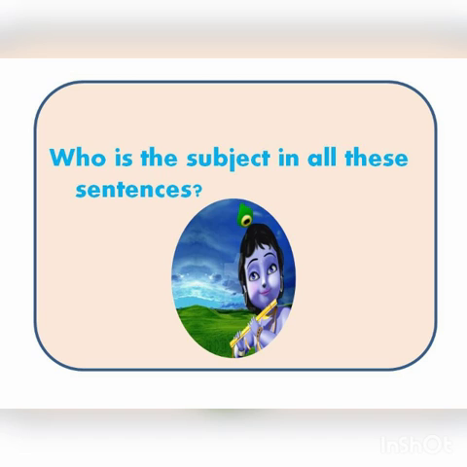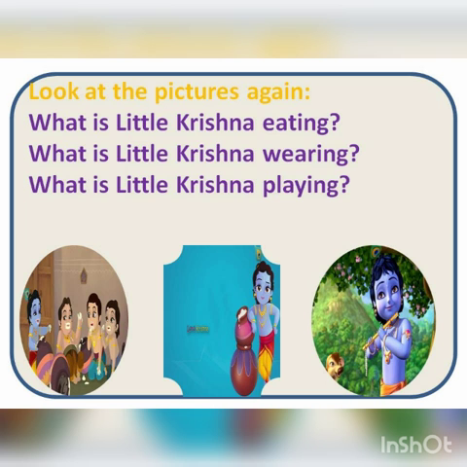So what did you see in all these sentences? Who is the subject in these sentences? Yes, of course, it is Little Krishna. So now you know the doer is Little Krishna. Now look at the pictures again.